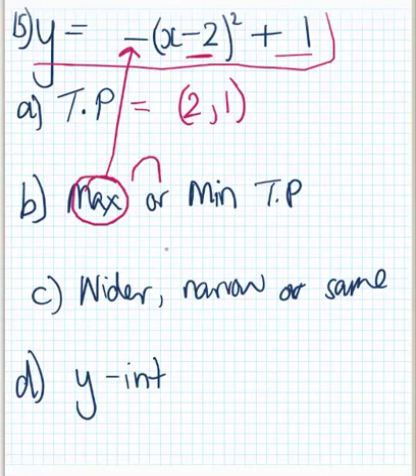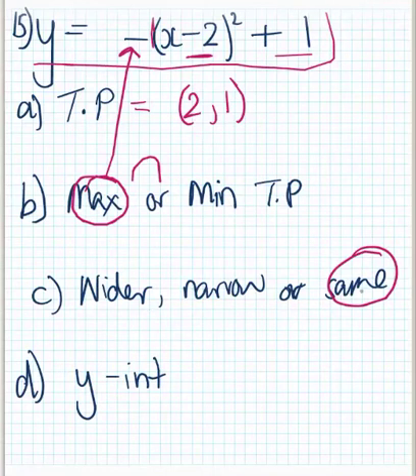C asks us, is it wider, narrower, or the same? So is the parabola going to be wider? How do we know if the dilation will be affected? Is there a number outside of these brackets as a factor? There is an invisible 1, and it hasn't changed. So that means it's going to be the same. The options were wider, narrower, or the same, so it's the same.